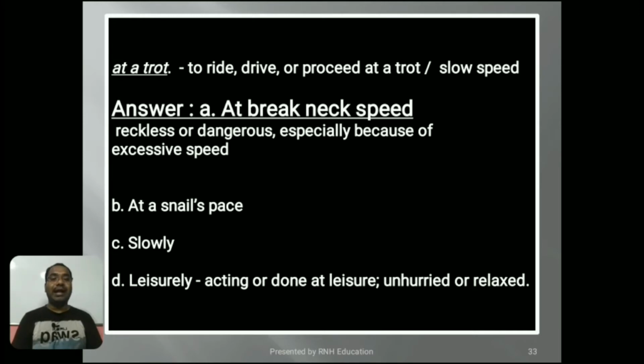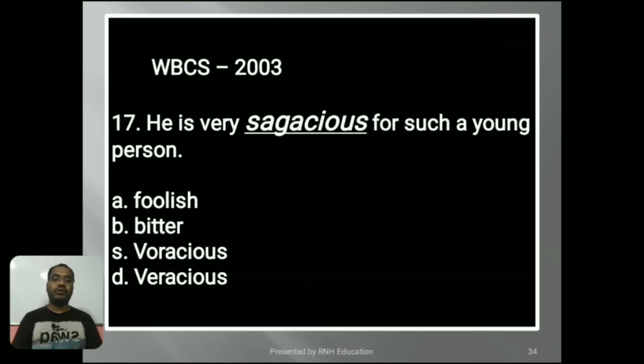Okay. At breakneck speed means reckless or dangerous, especially because of excessive speed. Okay. And the other three options were B, at a snail's pace, that is a similar one, C, slowly, similar one, and D, leisurely, that means acting or done at leisure, unhurried or relaxed, that is also a similar one. So the right opposite word should be at breakneck speed. Going to the next one. Next question, that is question number 17, and from here the questions have been taken from the year 2003.